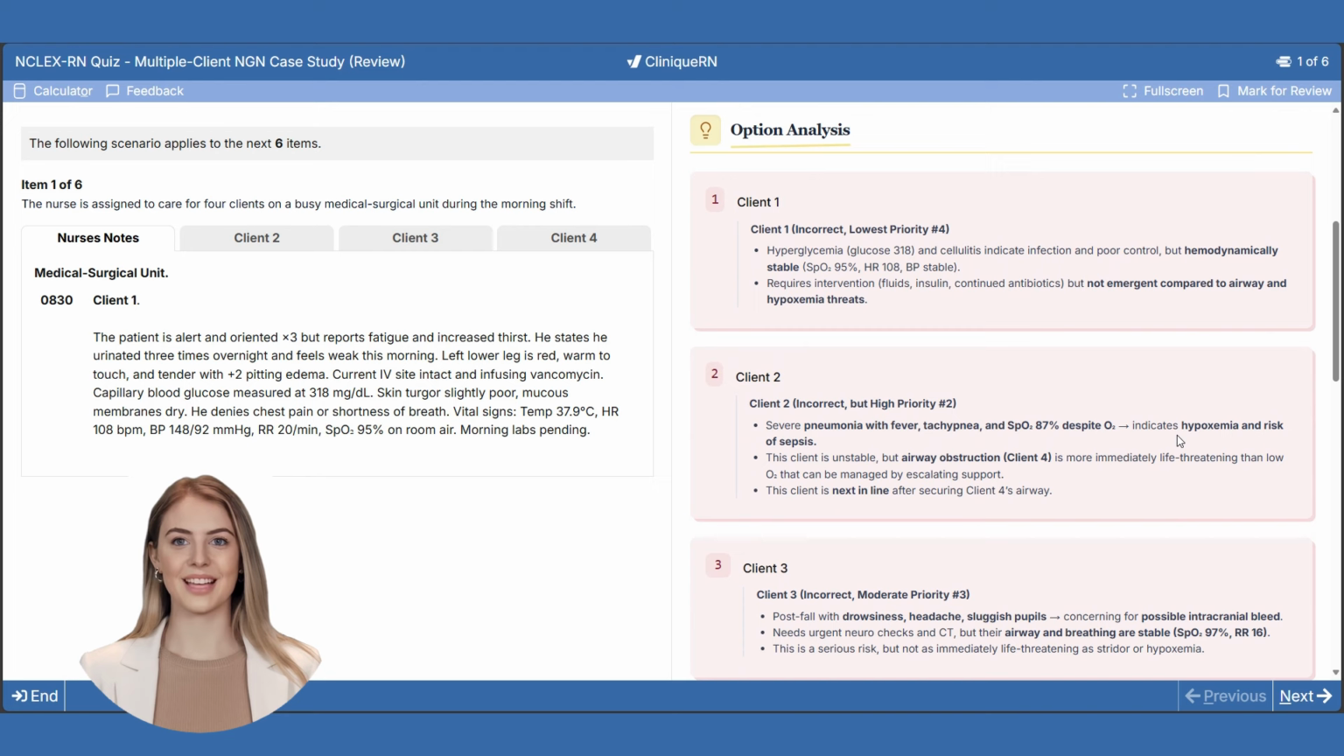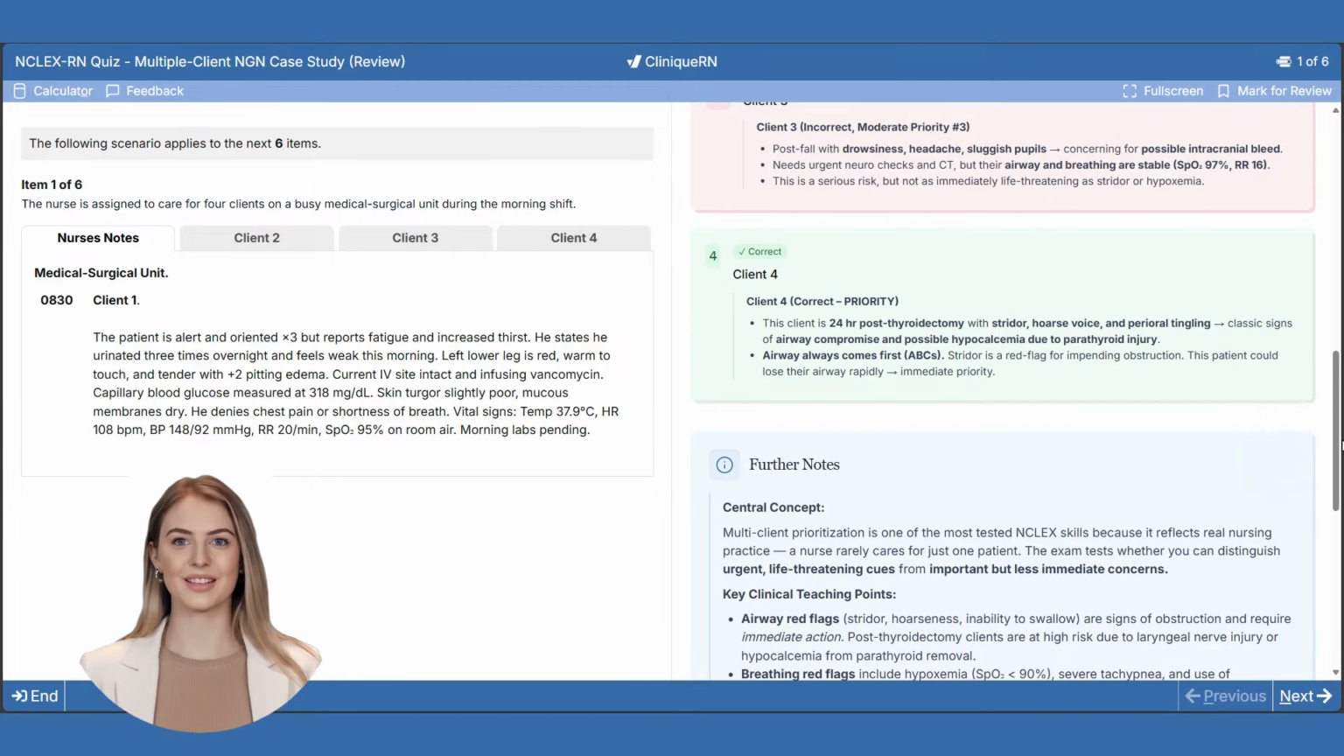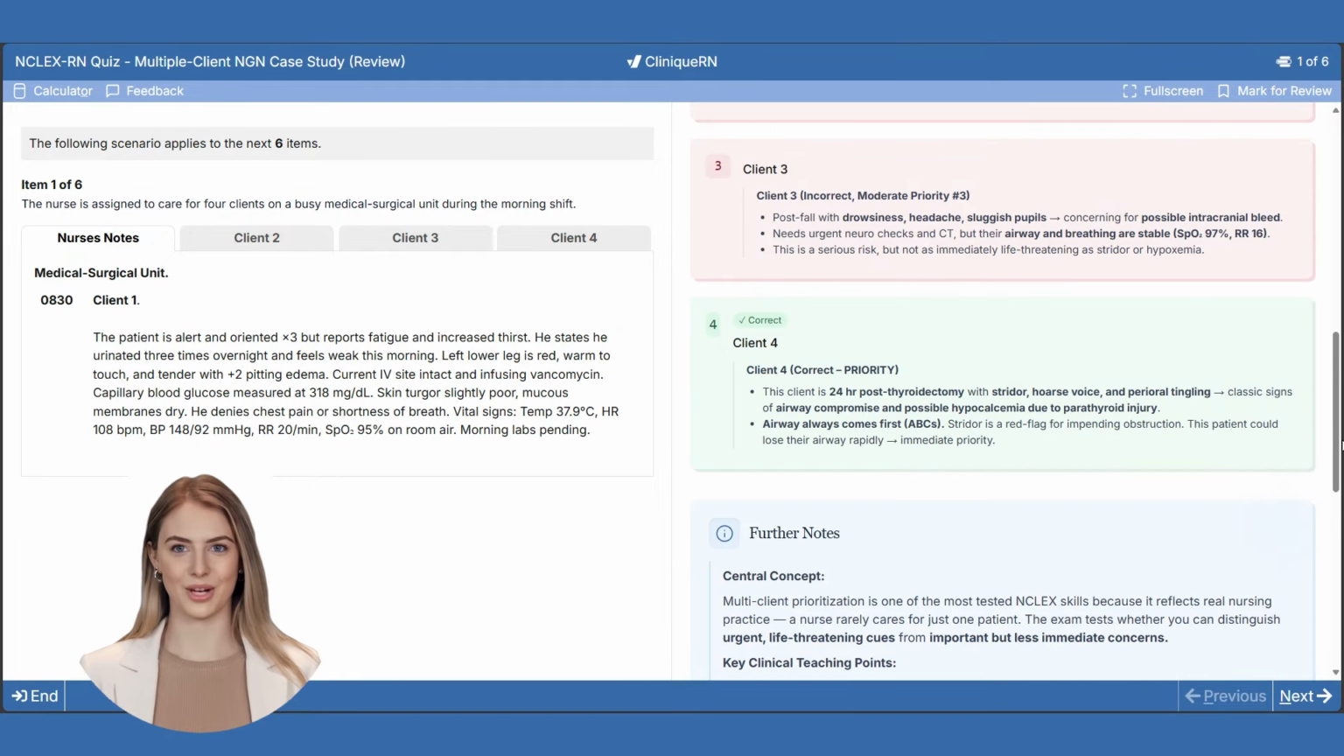Client 3, incorrect, moderate priority. Post-fall with drowsiness, headache, and sluggish pupils indicates concern for possible intracranial bleed. Needs urgent neurochecks and CT, but their airway and breathing are stable. 97% peripheral capillary oxygen saturation, respiratory rate 16. This is a serious risk, but not as immediately life-threatening as stridor or hypoxemia. Client 4, correct priority.